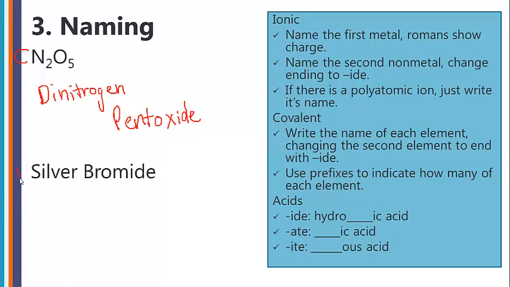Silver bromide is an ionic compound. Silver is a metal, bromide is a nonmetal. Silver is in the middle with the transition metals, but it's actually not one. Silver always has a charge of +1. So silver is Ag with a +1 charge. Bromide was bromine with a -1 charge. Whenever I crisscross, my formula is just AgBr.